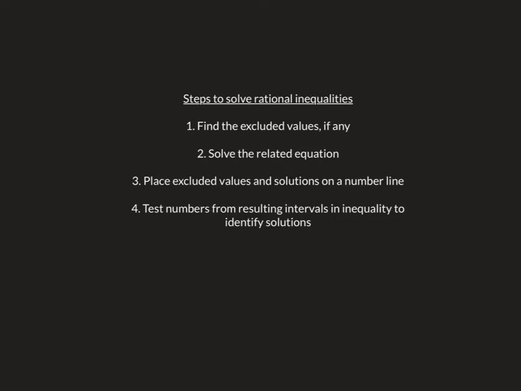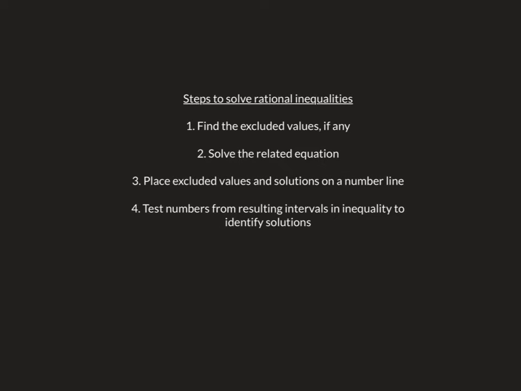You're going to solve the related equation by replacing the inequality symbol with an equal sign and solving. You're going to place the excluded values and the solutions on a number line. It's called the number line method when we did it before. And then you're going to test numbers from the resulting intervals of the inequality to identify the solutions. So I'm going to give you a moment to pause the video and copy those steps down.